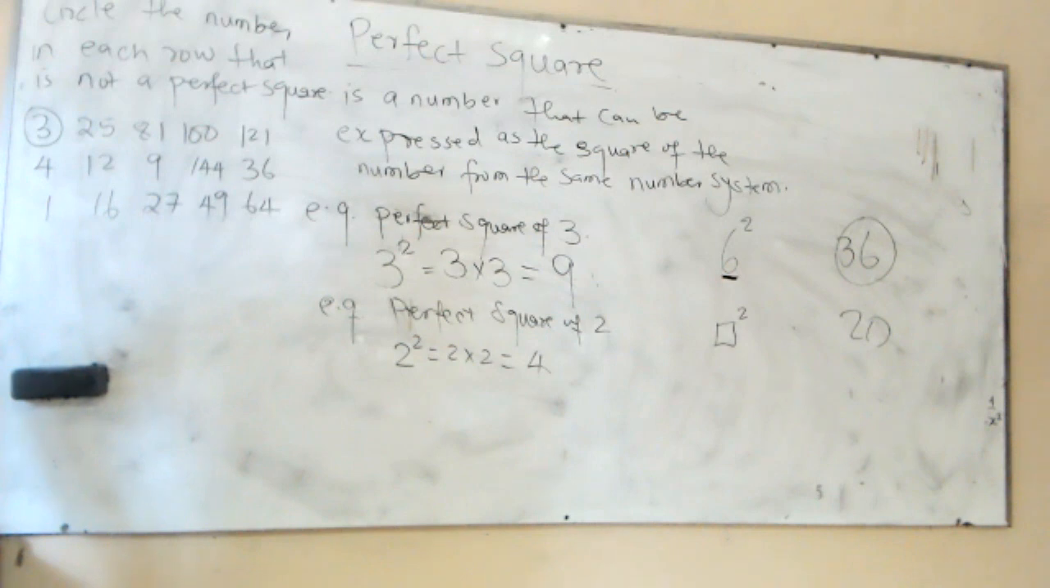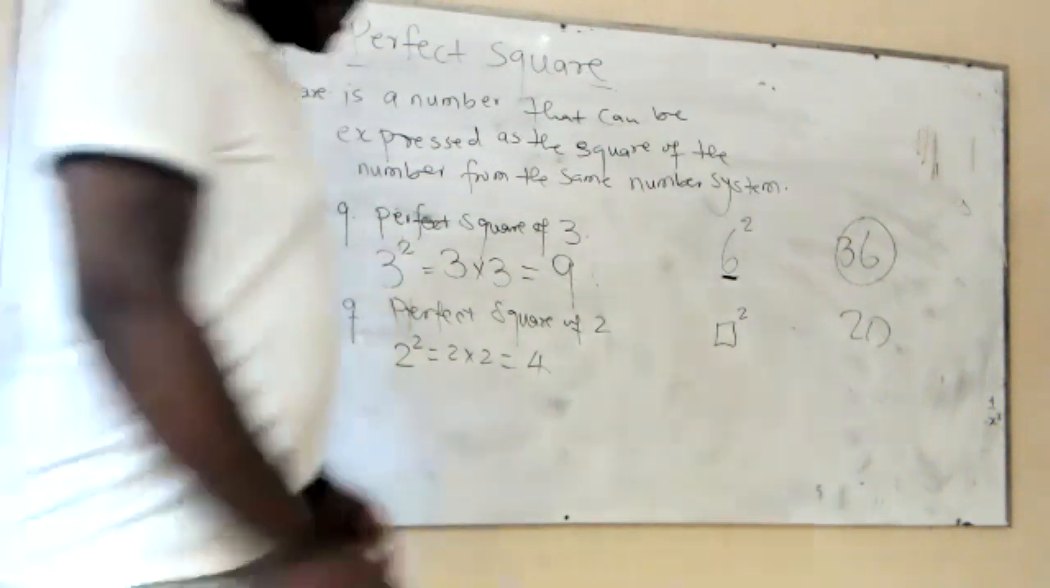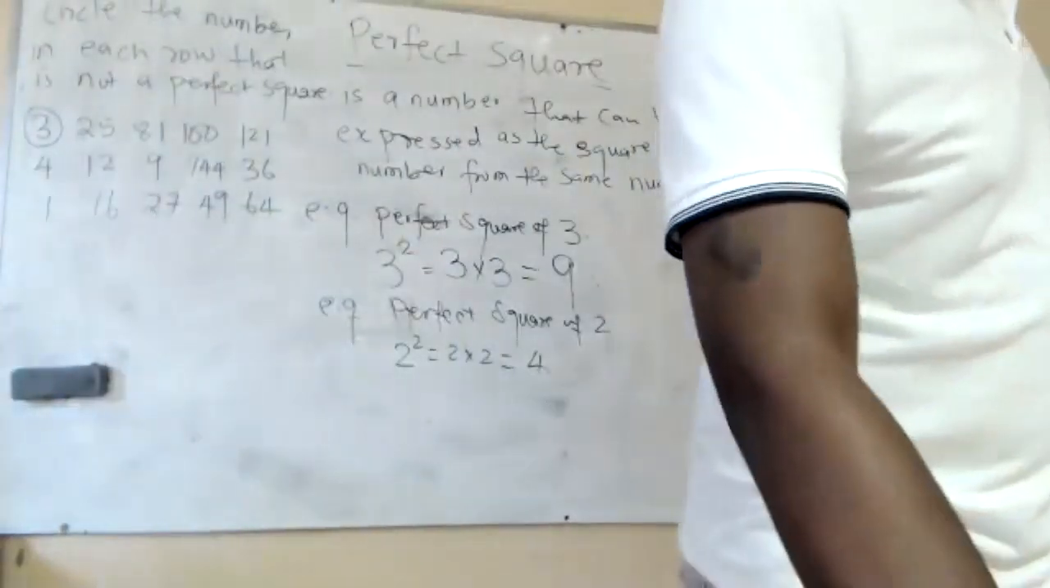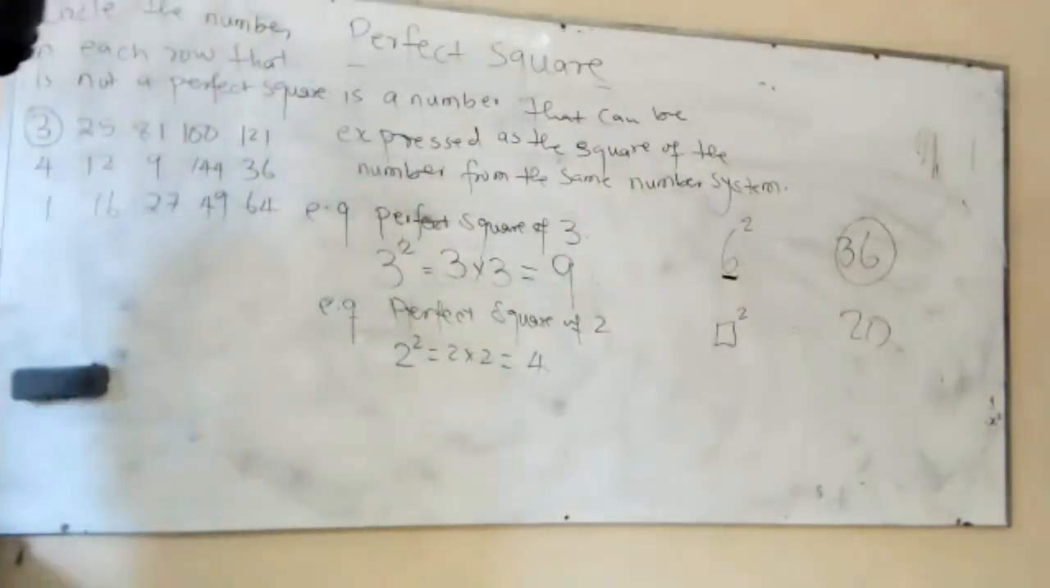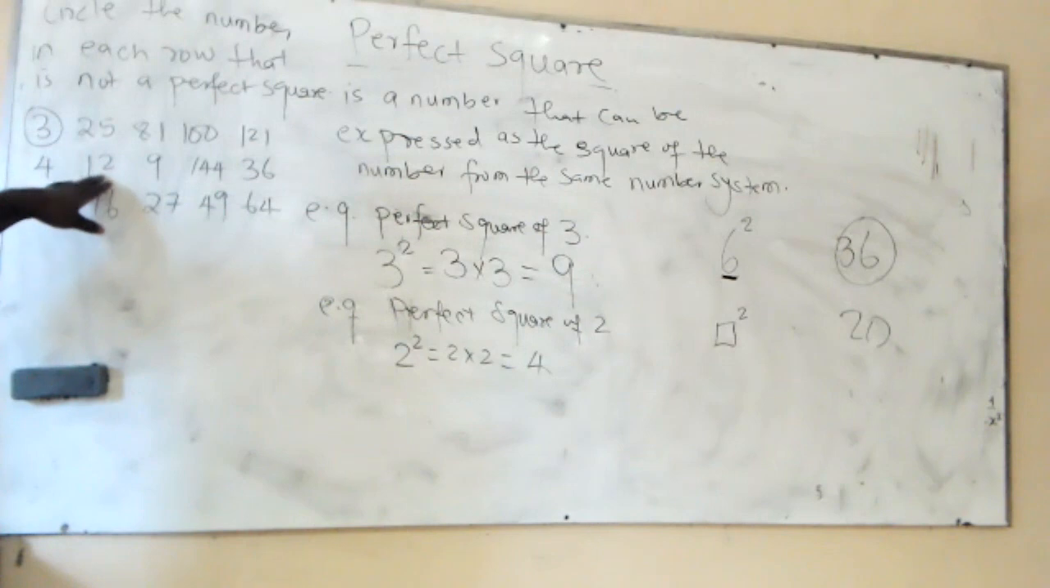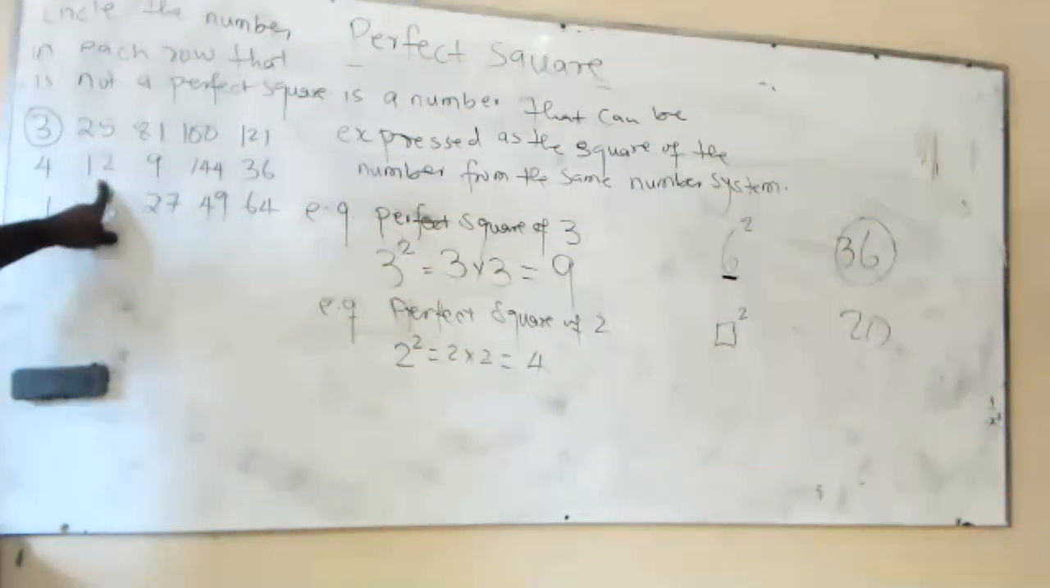Why is 12 not a perfect square? Because it's 2 to the power 2 times 3. Exactly. There's no number which when you square is going to give us 12. Are we all together? Yes.